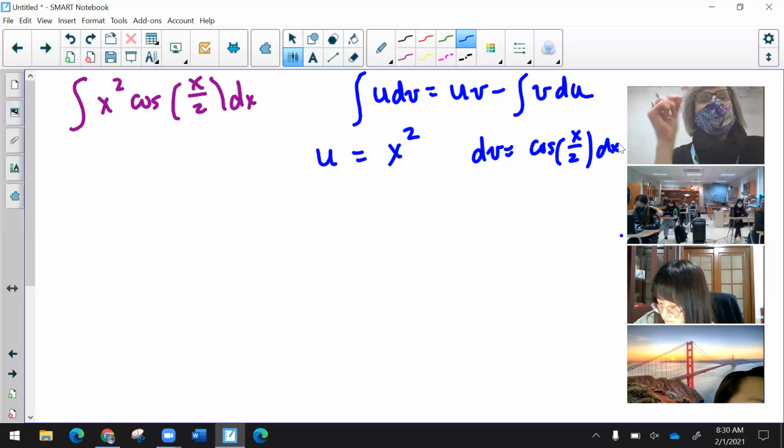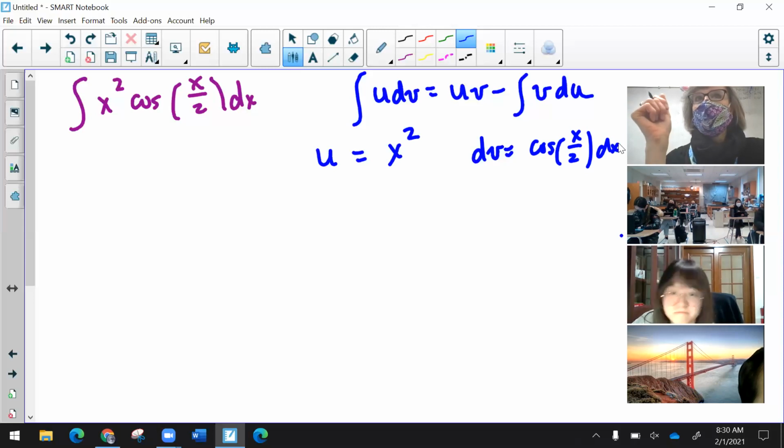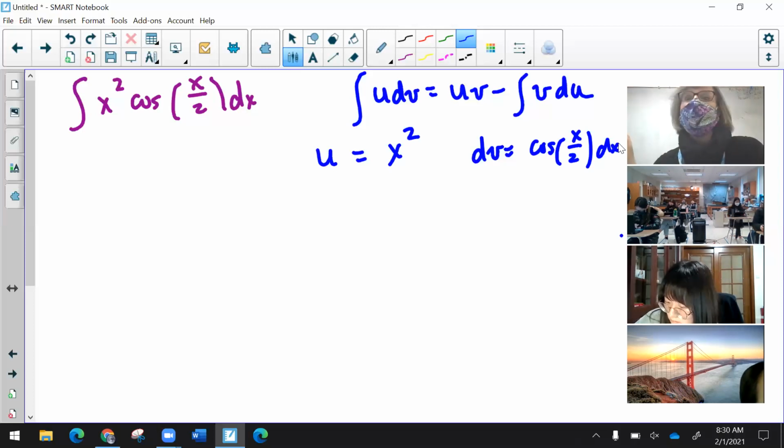In general, polynomials are a good choice for u. It's not always going to work, and it doesn't work when you forget that you need to be able to integrate whatever you let be equal to dv. So for instance, you really can't integrate natural log easily, so you can't let dv be equal to natural log x.